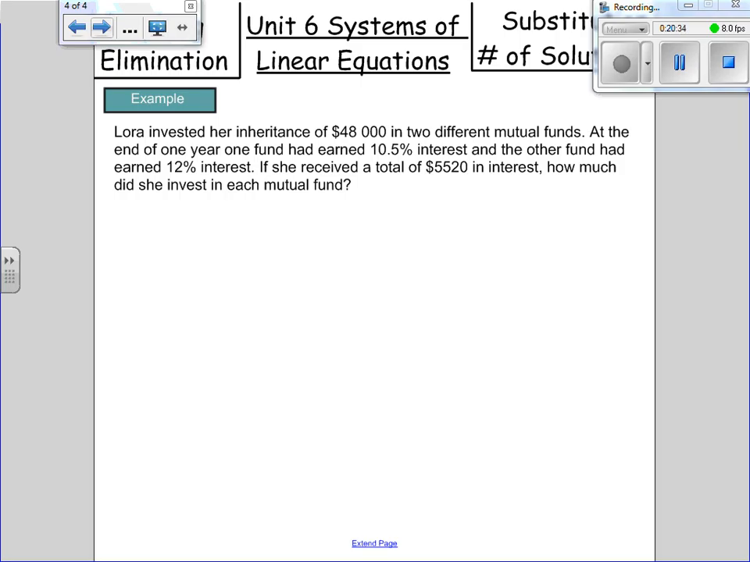Fire. Okay. So, fire. Let's go. So Laura, she invested her inheritance in 2 different mutual funds. What's a mutual fund? That's something you're gonna want to know when you graduate. Close, because that's where the word mutual comes from, so I like that.